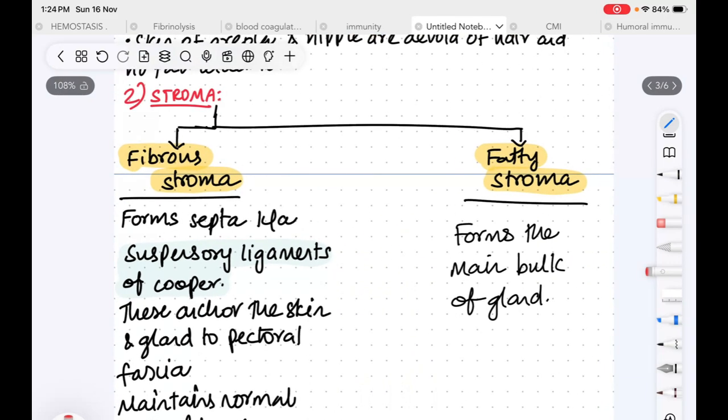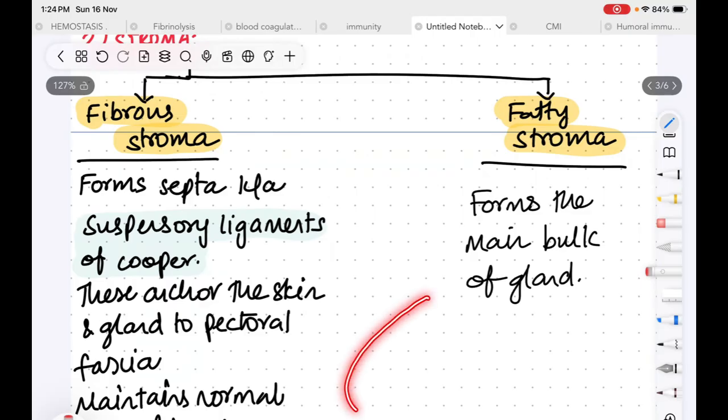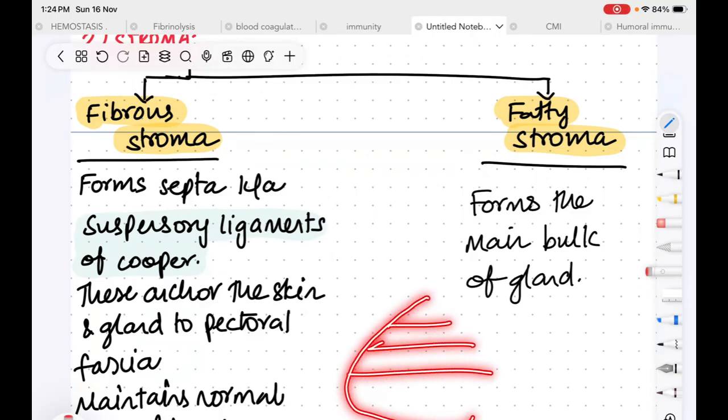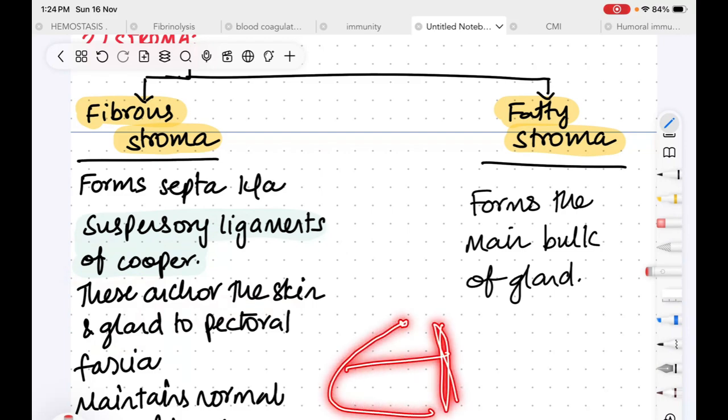Now stroma is again studied under two headings: fibrous stroma and fatty stroma. Now what is this fibrous stroma? Fibrous stroma forms septa inside. Suppose you think of this as the mammary gland, it forms septa like this. These septa are known as the suspensory ligaments of Cooper. They anchor the gland to the pectoral fascia. Suppose this is the pectoral fascia and this is the gland, the suspensory ligaments of Cooper anchor like this.